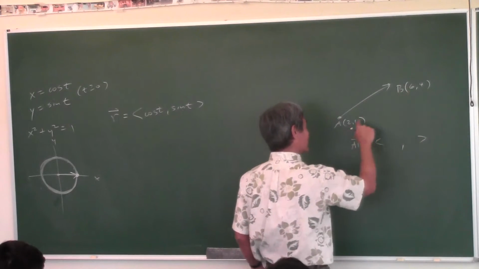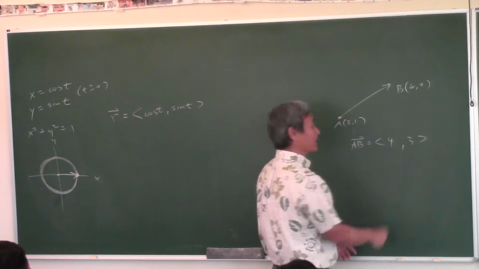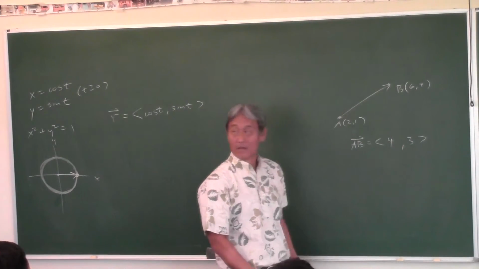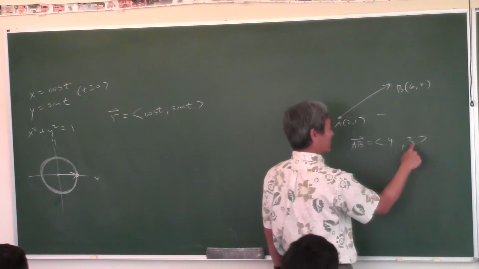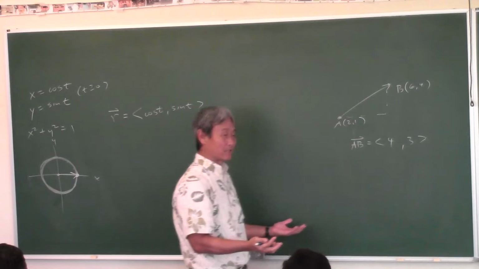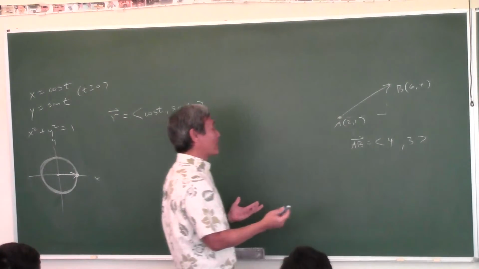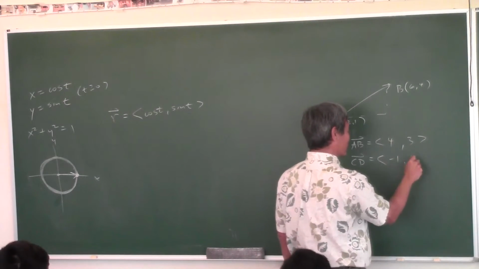So what is 6 minus 2? 4. What is 4 minus 1? 3. That's how you componentize a vector. We call this the x component and that's the y component. In other words, to get from this point to this point, you gotta go 4 right and 3 up. You guys in physics know how to componentize vectors, right? And let's say you have another vector, CD, I'm just gonna make up something, -1, 2.